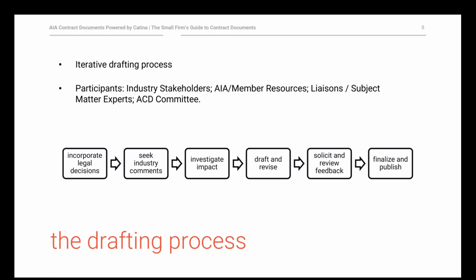for review and feedback. And ultimately, after we're satisfied that the documents have gone through a comprehensive review process, we finalize and publish them. And that process can take several years for certain documents. It's not uncommon for us to spend 2 or 3 years on documents like the A201, going through that iterative process, a couple rounds of review to make sure we're getting things right.